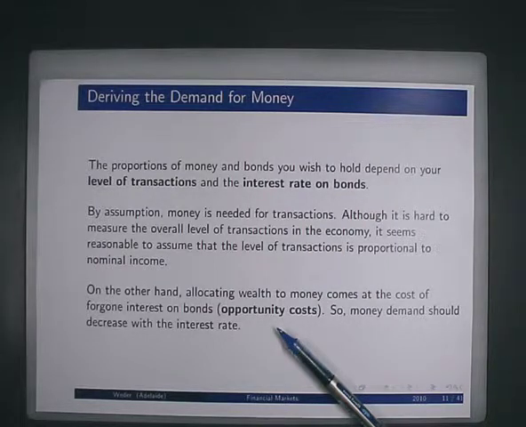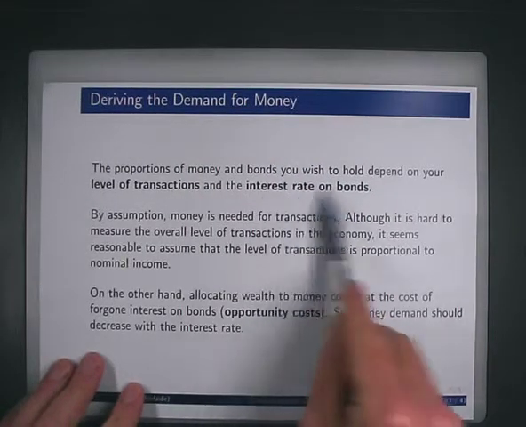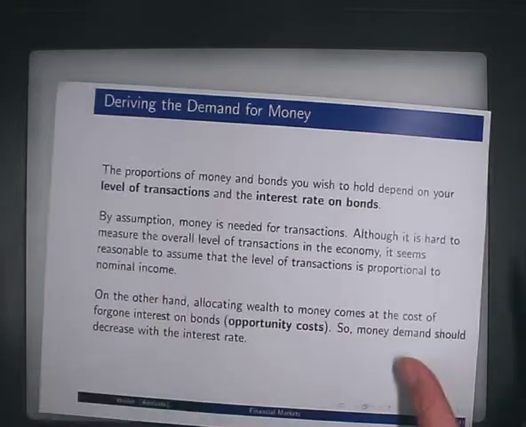There are two aspects to it. If the level of transactions goes up, you would like to hold more money; your demand for money goes up. And if the rate of interest on bonds goes down, because of the lower opportunity cost you would also be inclined to have a higher demand for money. So the simplest way of thinking about what determines the demand for money is two things: the opportunity cost, or the interest on alternative assets, and the level of transactions.